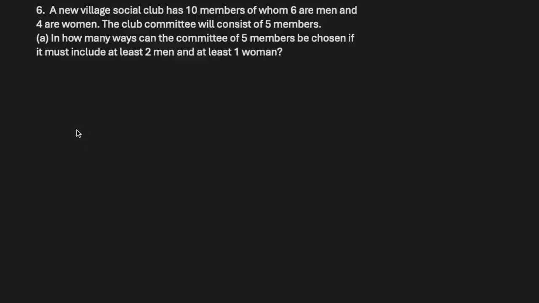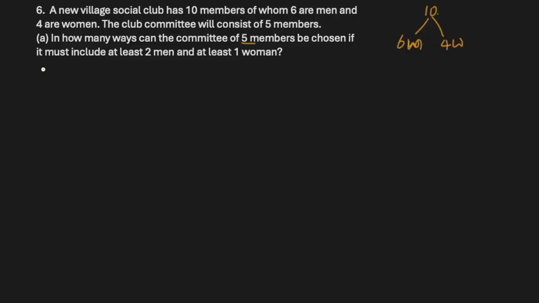Question number 6. A new village social club has 10 members, of whom 6 are men and 4 are women. So there are 10 members, 6 are men and 4 are women. The club committee will consist of 5 members. In how many ways can a committee of 5 members be chosen if it must include at least 2 men and at least 1 woman?